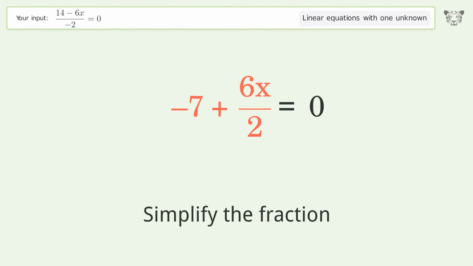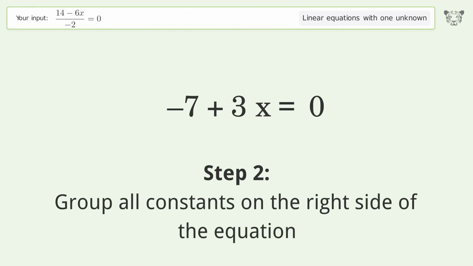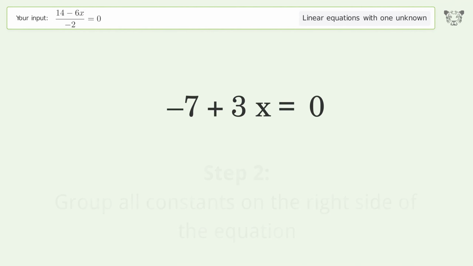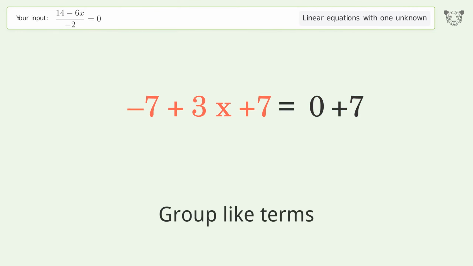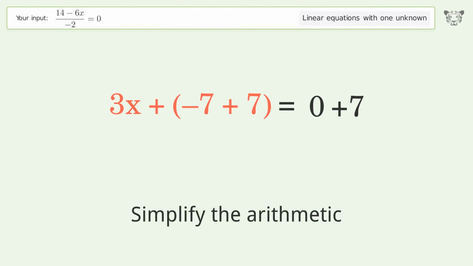Simplify the fraction. Group all constants on the right side of the equation. Add 7 to both sides. Group like terms. Simplify the arithmetic.